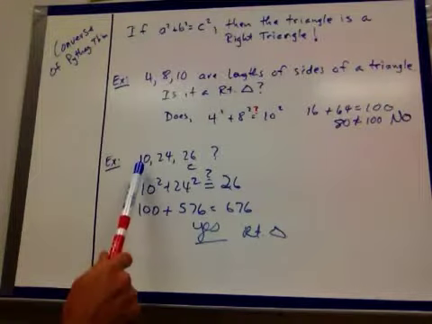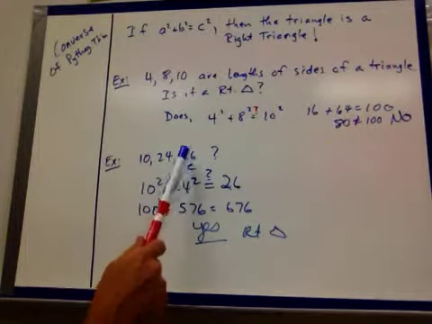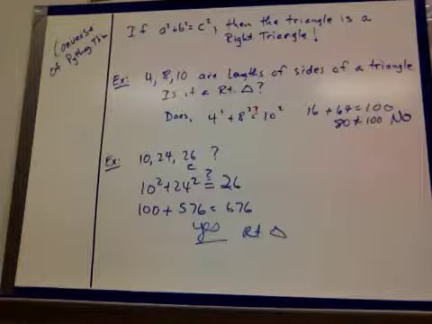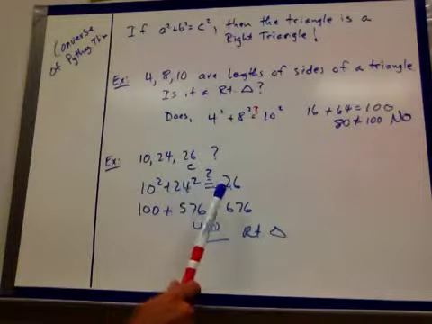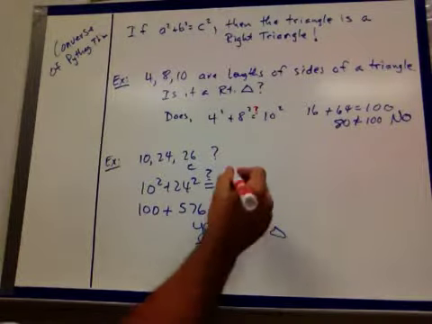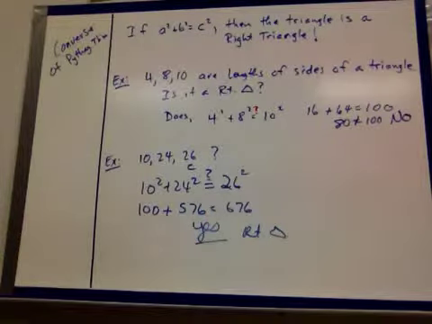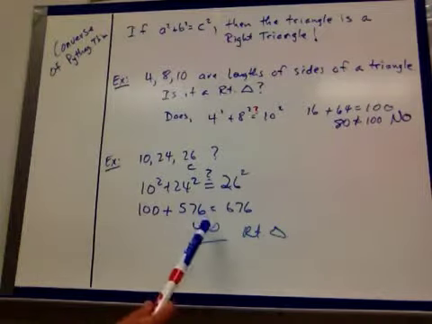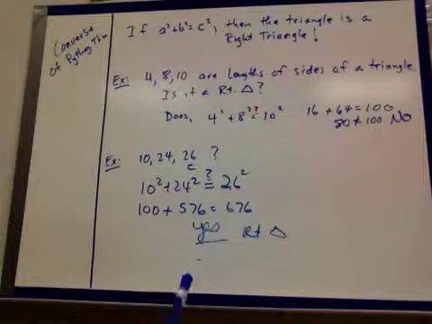Another example, 10, 24, and 26. That's going to be my C, because it's the longest side. I plug it into a squared plus b squared equals c squared. I get 100 plus 576 equals 676. That is true, so yes, I have a right triangle.